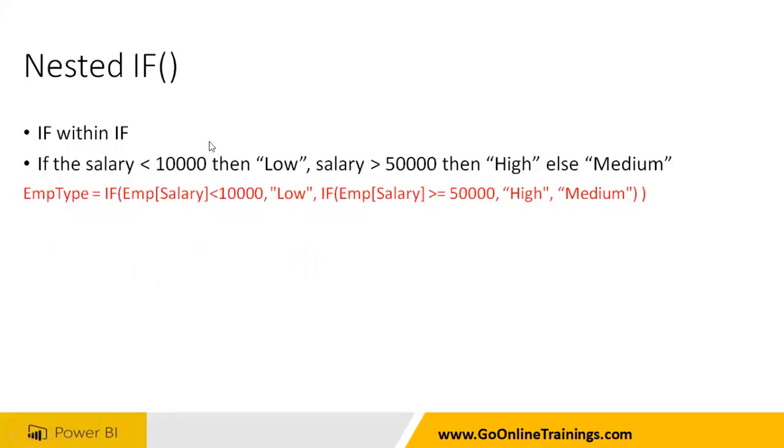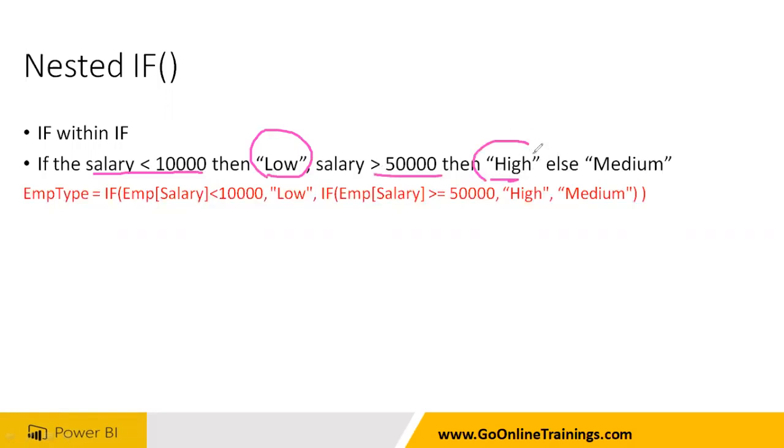Now, I wanted to use nested if. Nested if means one if within one more. For example, if the salary is lesser than 10,000, then it is low. If the salary is greater than 50,000, it is high. But in between, it is medium. So you need to write three conditions. If the salary is lesser than 10,000, then the salary is low. If it is greater than 50,000, the salary is high.